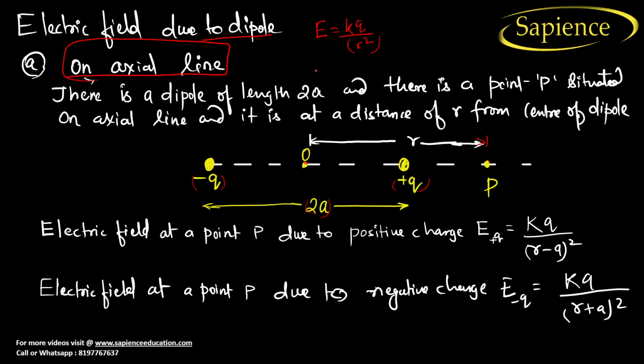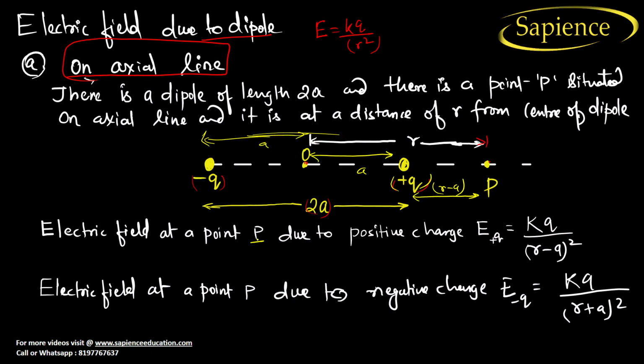Now, first of all, you tell me, the electric field at a point P due to the positive charge, that is this charge, will be how much? Can you tell me this distance? See, this is A, this is r. So this distance will be r minus A, right? Again, if you want to find this distance, this is 2A, this is A and this is r. So the total distance is r plus A.